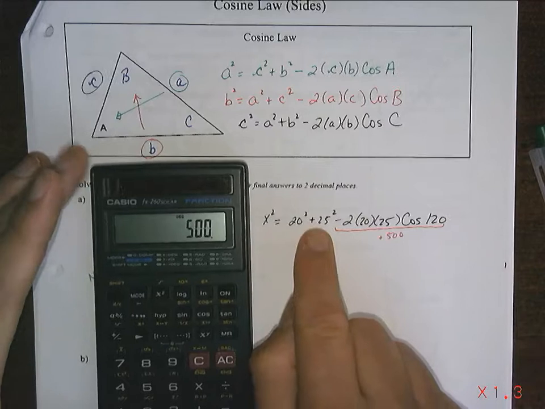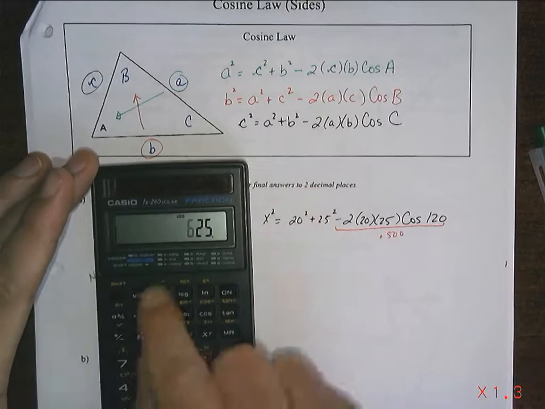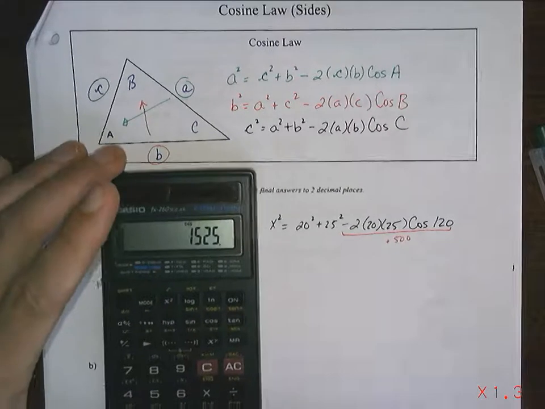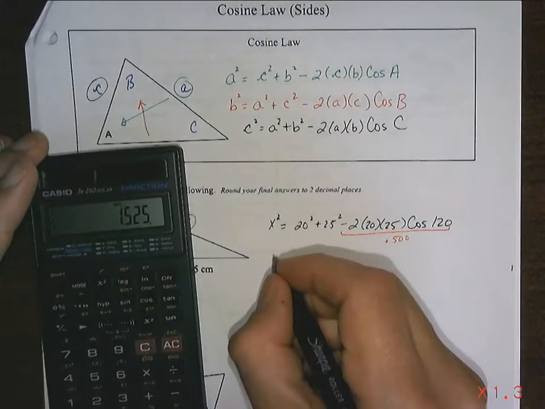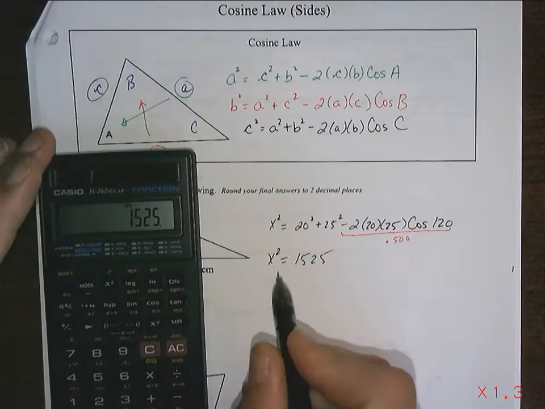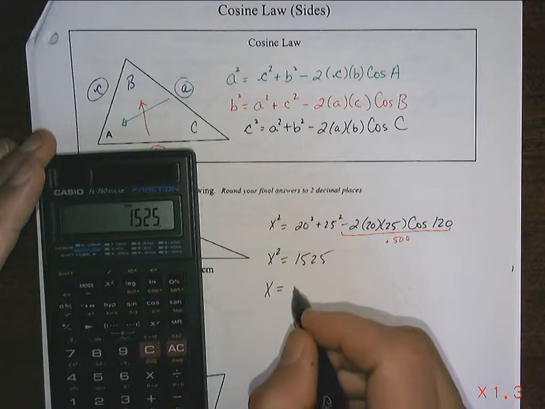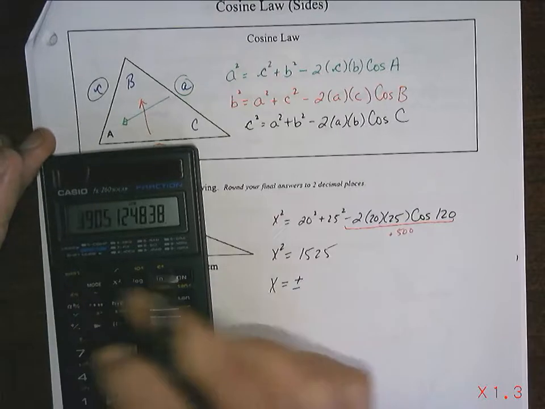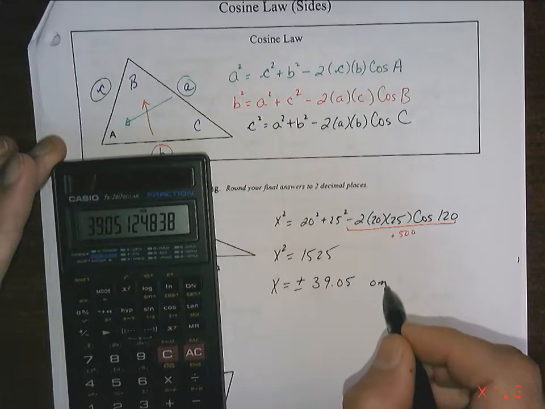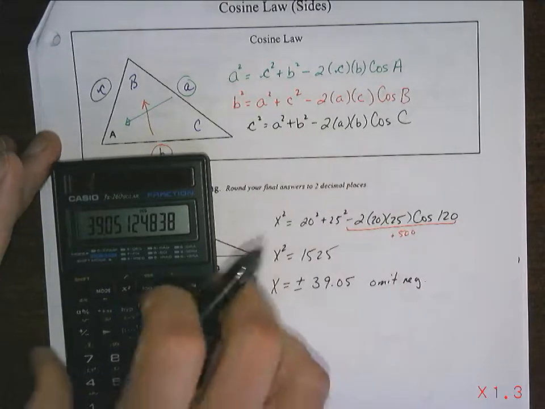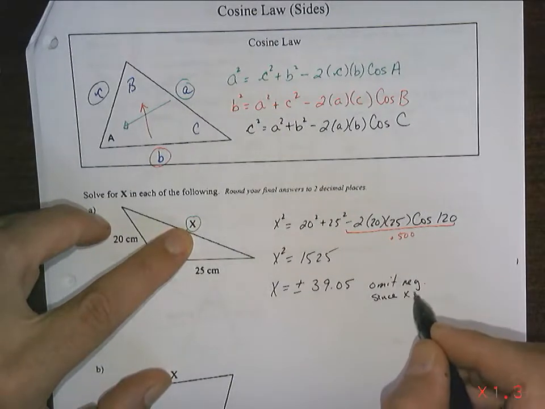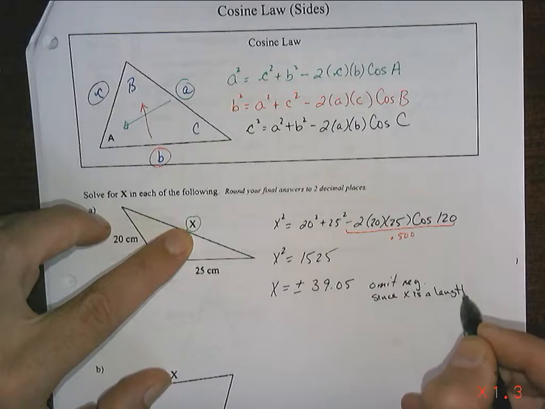So I'm going to add 25 squared, and I'm going to add 20 squared, and I get 1,525. But that's x squared. So I need to square root both sides. I'm in grade 11 math. I'm smart this year. That means I know that there's two answers, a positive and a negative. We get to omit the negative. Do you know why we get to omit the negative? Because we're after a length. That's why you get to omit the negative.